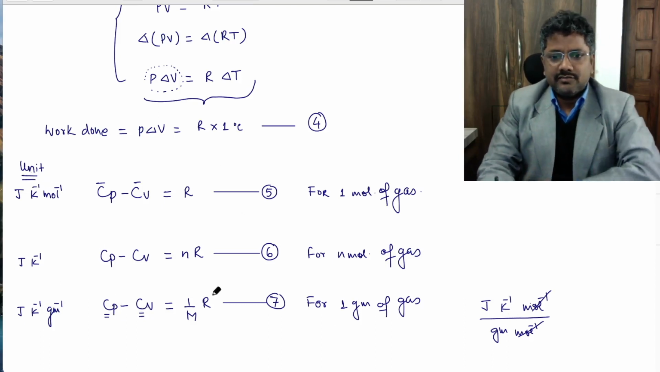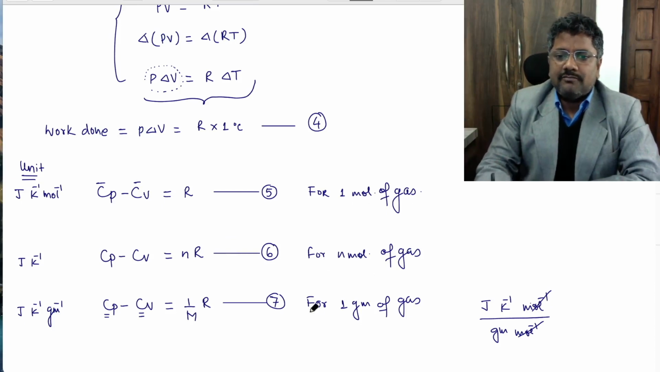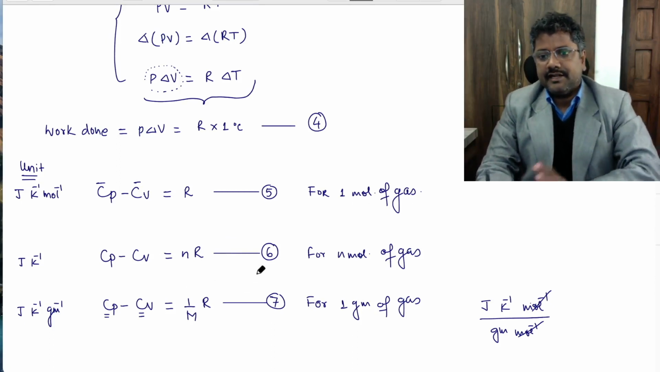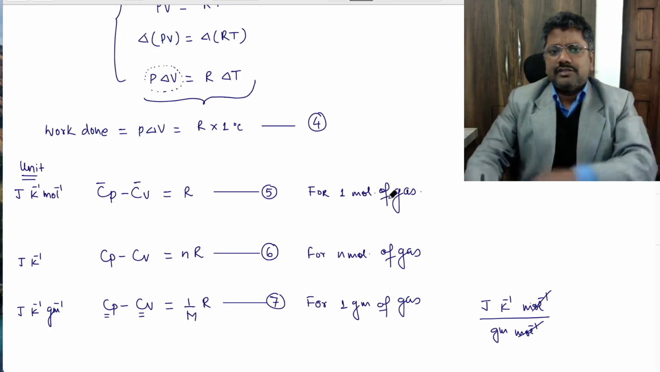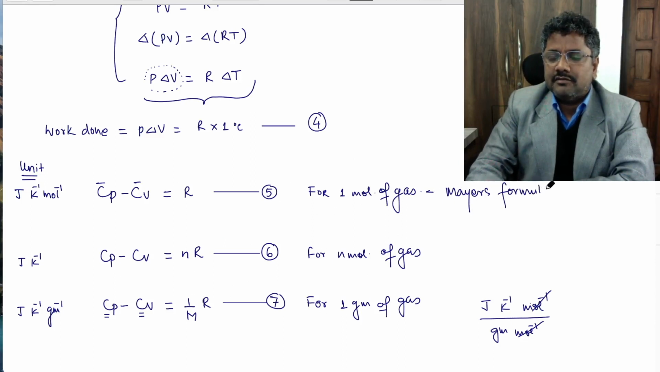So through this you can understand this is for 1 mole of gas, this is for n moles of gas, and this is for 1 gram of gas. There is a relation between CP and CV, right? So this simple formula is called Mayer's formula. This is called Mayer's formula.